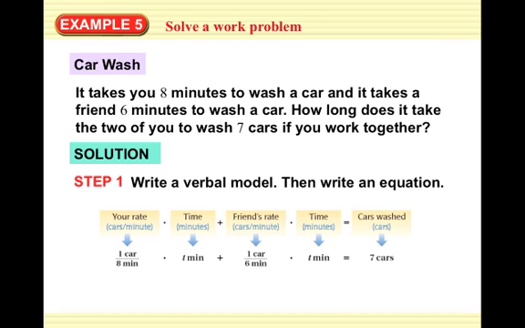However fast you are at doing a particular job, in this case it is cars per minute. You're washing so many cars per so many minutes, and so that's your rate. That's how fast you can get the job done.